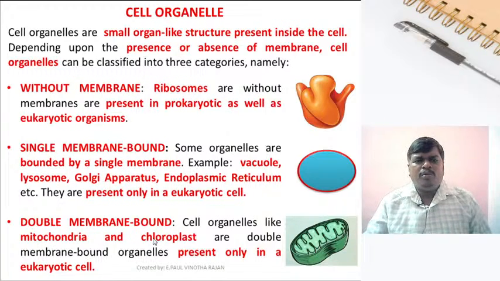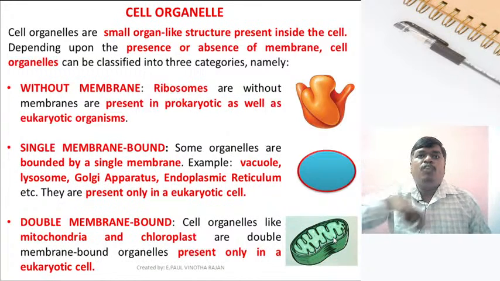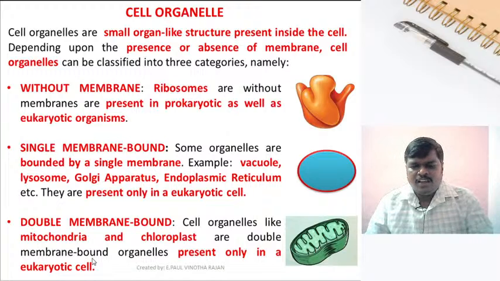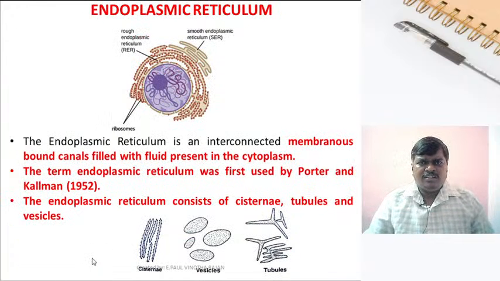And double membrane bounded organelles, like mitochondria, where we can see the outer membrane and inner membrane, which forms the cisternae, the inner foldings, and chloroplast, double membrane again. These are all present in eukaryotic cells. And some of the cell organelles, we are going to talk about.